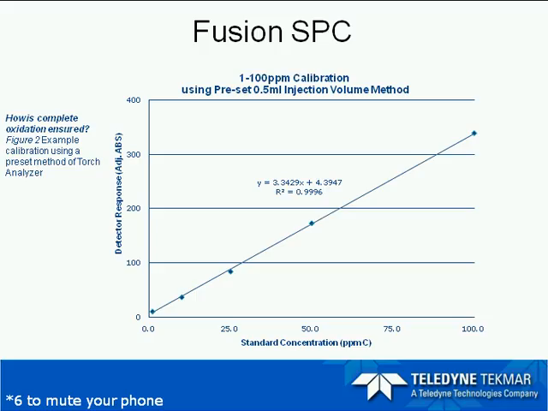Next, here I'm showing you a calibration curve using the torch analyzer. We've calibrated from 1 to 100 ppm using a preset 5.5 milliliter injection volume on the torch, which is the high temperature combustion unit, and we've done a 5-point calibration. And as you can see here, you can get accurate linearity and very low background because you have very nice low Y intercepts.